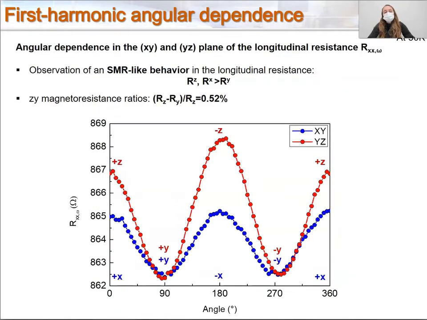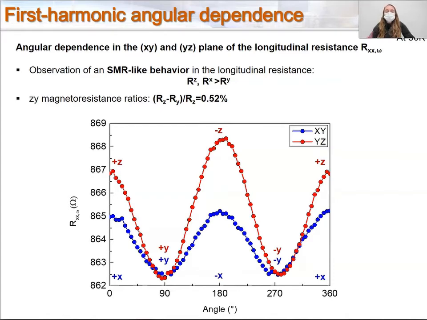The figure below shows the first harmonic resistance during rotation of the applied field in the X-Y and Y-Z plane. There is a sizable magnetoresistance that is observed in all three orthogonal planes, with the Y-Z magnetoresistance ratio of 0.52%. The resistance measured when the magnetization is saturated along the Z and the X direction is larger than along the Y direction, which confirms a typical SMR-like behavior.